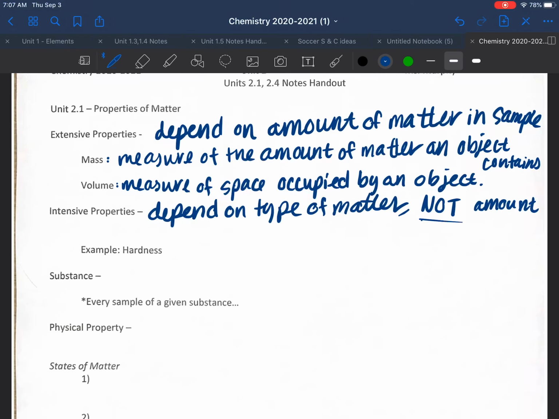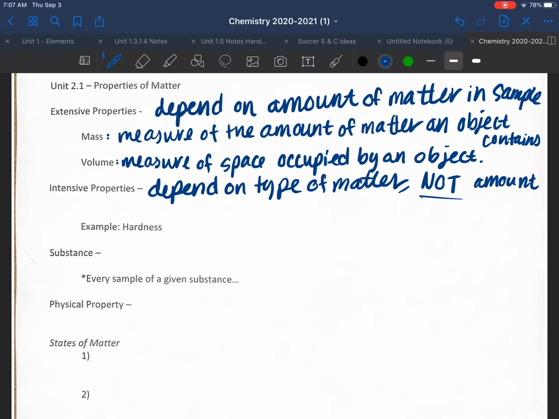And so an example that I listed here would be hardness. The hardness of an object depends on what it is, for example, a rock versus a pillow. But it doesn't matter how much of each of these you have, the hardness should not change. It only changes if you change the type of matter.